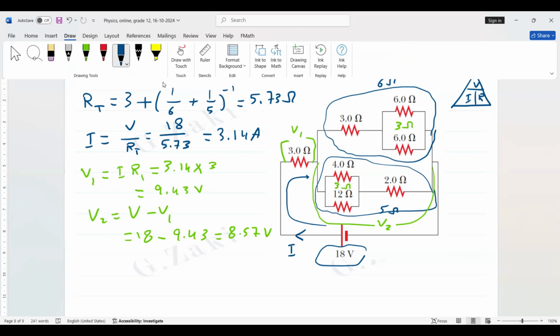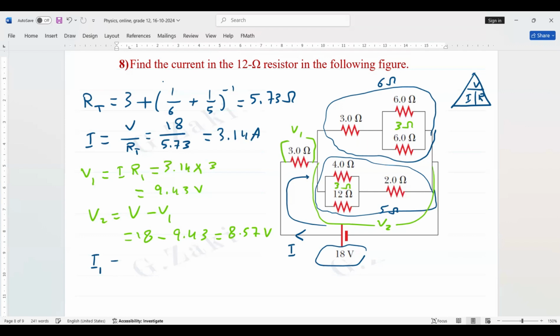And also we have the total resistance, 3 plus 2, it's 5. Then we can get I1. What is I1? This is I1, guys. I1, it's V over R. What is V? We calculated, it's 8.57. What is R? It's R total, 3 plus 2, it's 5. Divided by 5. So the answer is 1.71 ampere.